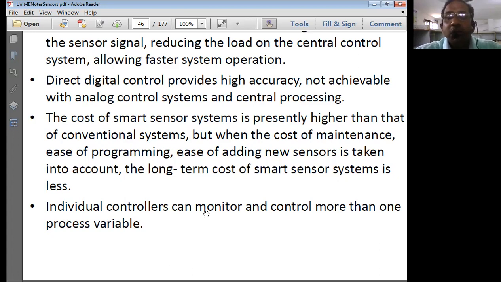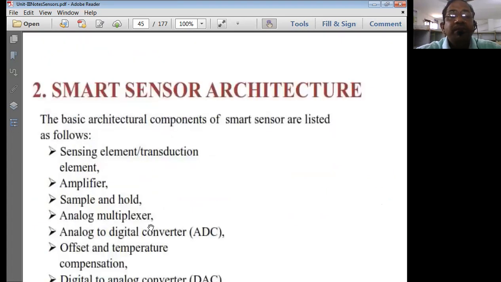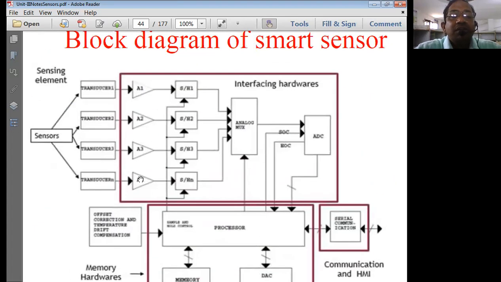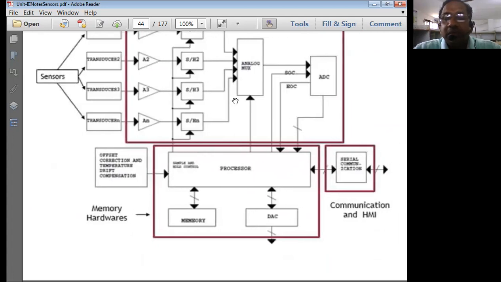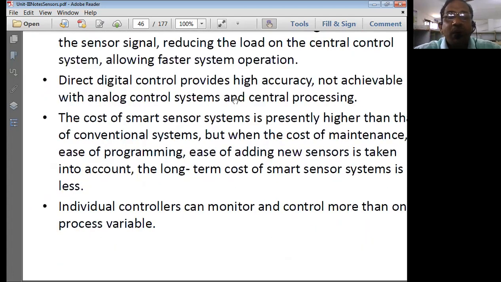Then individual controllers can monitor and control more than one process variable. Obviously, just now we have seen so many transducers. See here, we have used many transducers. That means many signals are going to get processed by the processor simultaneously. So therefore, this is the advantage. So individual controllers. Now here in the block diagram, what I have given is a processor. The processor is going to have a controller.